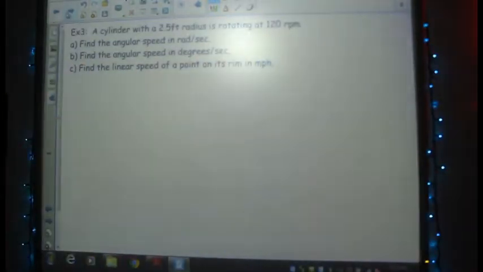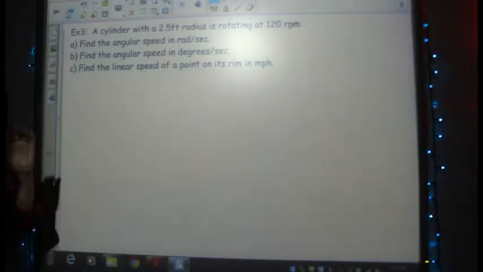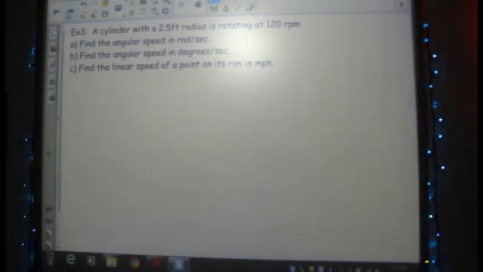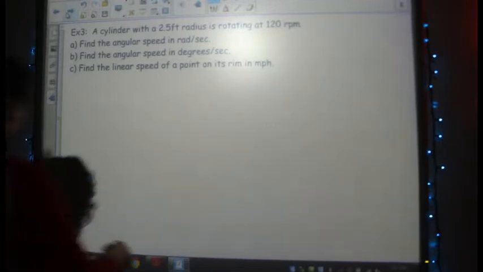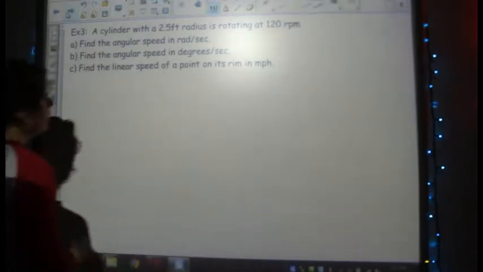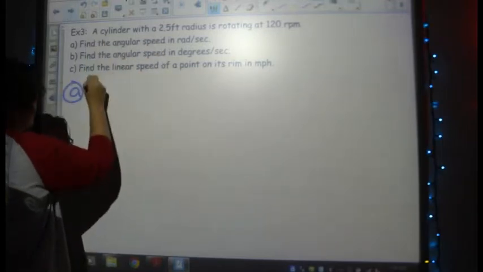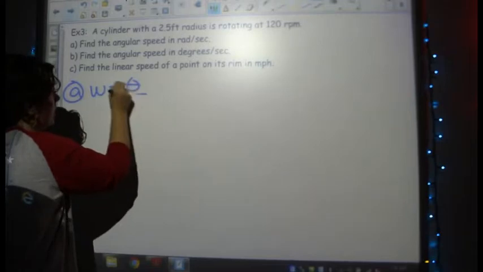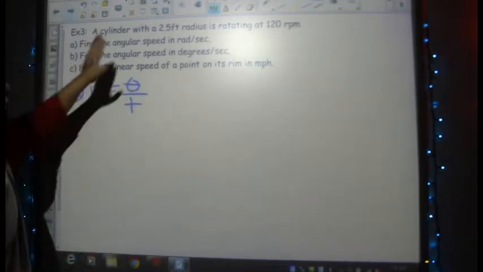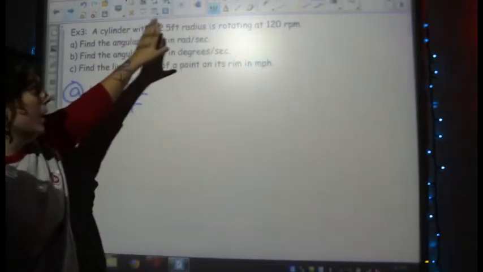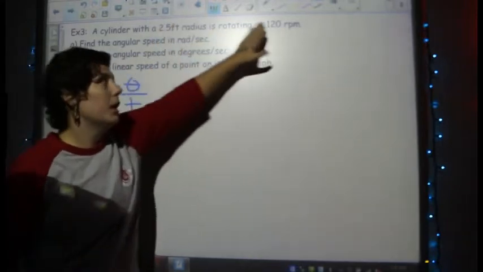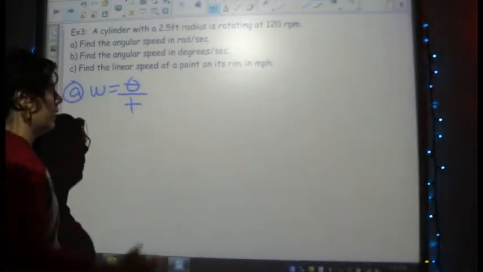All right, example number 3. A cylinder with a 2.5 foot radius is rotating 120 RPMs. Again, first things first, it's always a great idea to start with the formula. So for part A, it says find the angular speed in radians per second. So for part A, angular speed, that's W. W equals theta divided by time. The only information they gave me that has anything to do with time is 120 RPM. So that must be what I'm going to start with.